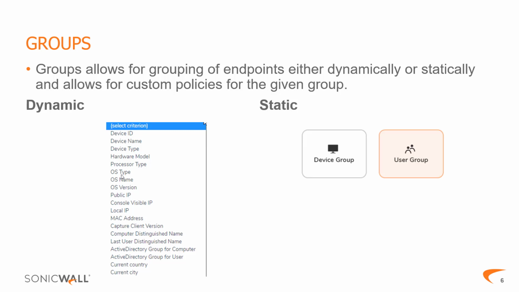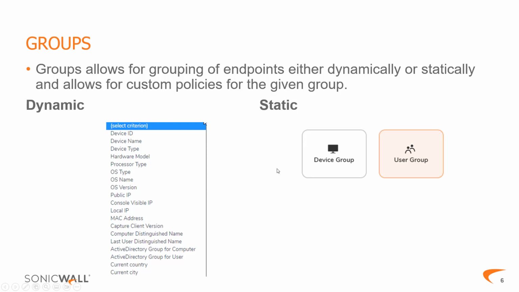So as the machine comes online, based on its OS, I can apply a different set of policies, right? You can see there's quite a few other items you can use: current country, Active Directory group or users, even a MAC address or visible public IP, etc. It allows you to create groups dynamically and get the certain policies applied to the devices as needed.